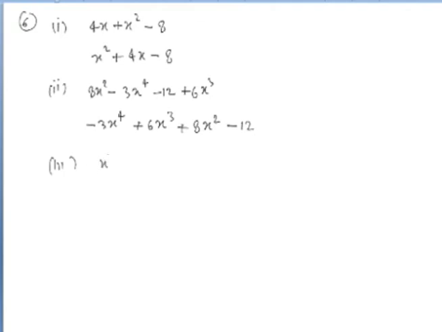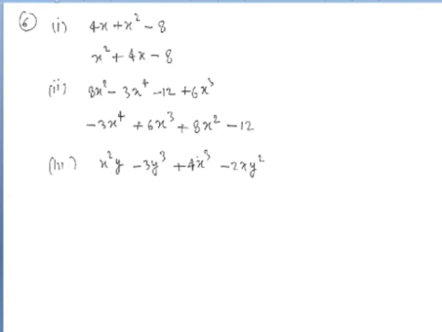x square y minus 3y cube plus 4x cube minus 2xy square. So here are two variables x and y, but the question is saying to arrange in decreasing degree of x. Okay, so we'll see only x.